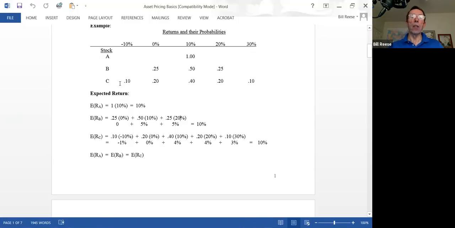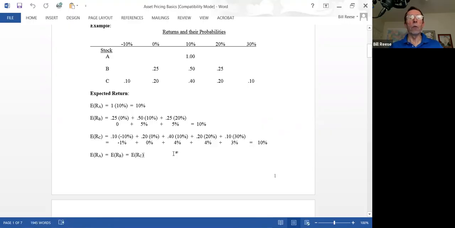Stock C has a little bit more volatility to it than A or B do, but it's also going to end up with an expected return of 10%. So there's a 0.1 probability that stock C will go down by 10%, so that's 0.1 times negative 10%. 0.2 probability to get a 0% return, so that's 0.2 times 0%. 0.4 probability it'll get a 10% rate of return. 0.2 probability it'll get a 20% rate of return. And a 0.1 probability that it'll get a 30% rate of return. So when we do the math on that, stock C also has an expected return of 10%. So we see that stock A, B, and C all have the same expected return.